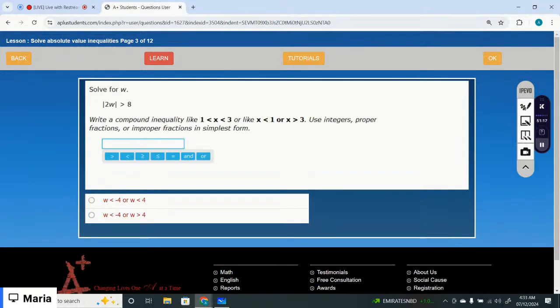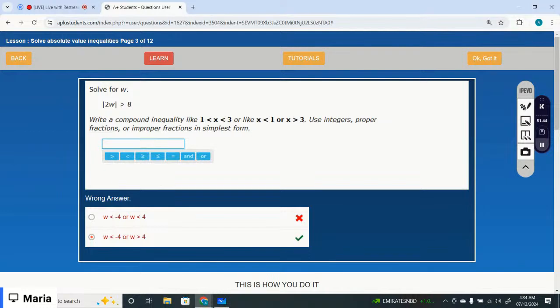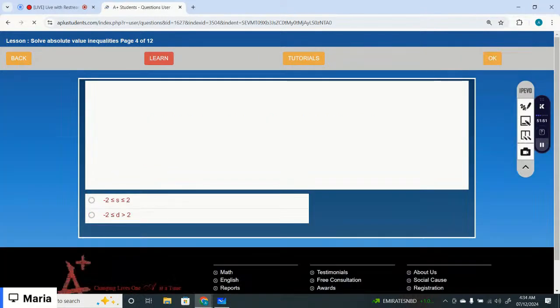Okay, solve for W. So which is the correct option? That is negative 4 and 4. Option number 1 is the correct option. Okay, option number 2 it is. You have to look for greater or less also, right?